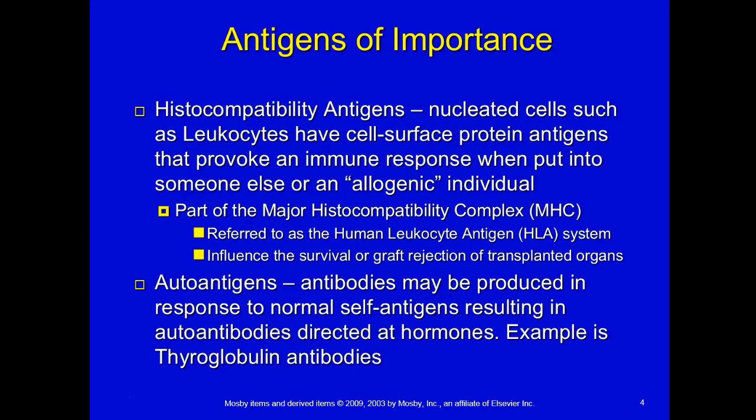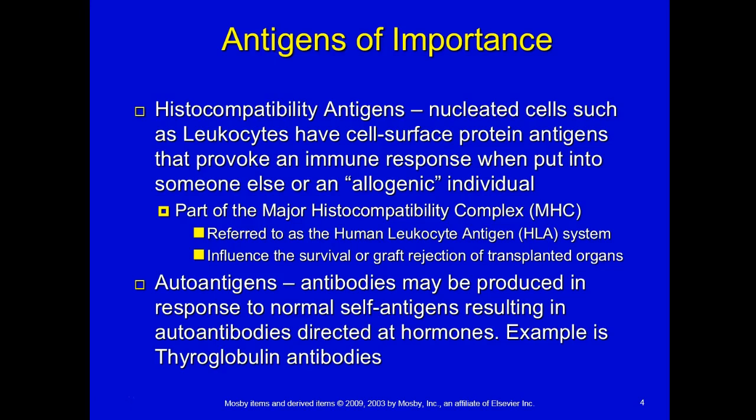We do have some antigens that are really important in the body as well. Obviously, there are foreign antigens like I just talked about, like the tetanus and the flu. But we also have antigens that make our cells ourself. Histocompatibility antigens are an example of that. Nucleated cells such as leukocytes have cell surface protein antigens that provoke an immune response when put into someone else, which is known as an allogenic individual. But having part of this major histocompatibility complex is what tells our body it belongs to us.